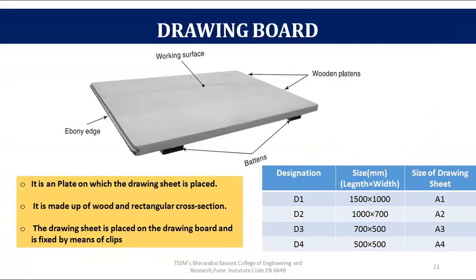This is the drawing board, which is made of wood, normally rectangular in surface. It is used to support the drawing sheet and other drawing equipment like the drafter. It has two supports at the bottom known as battens, and it has one edge known as the ebony edge, which is used to hold the instrument T-square. The drawing boards are available in various sizes like D1, D2, D3, D4 as per IS standard. Normally for first year engineering students, we prefer the D2 type of drawing board.